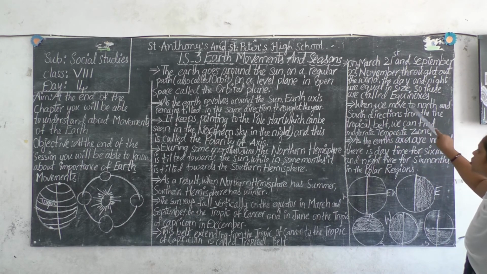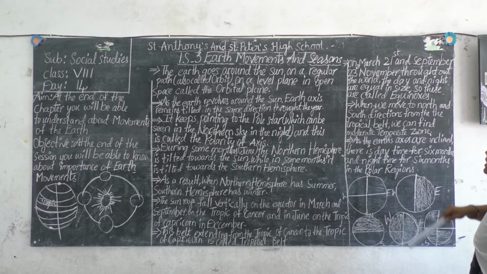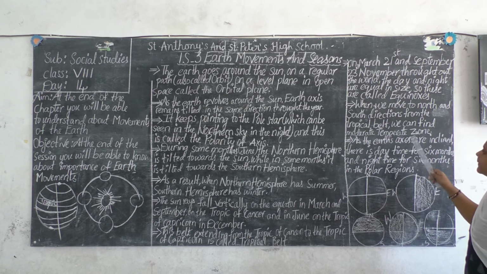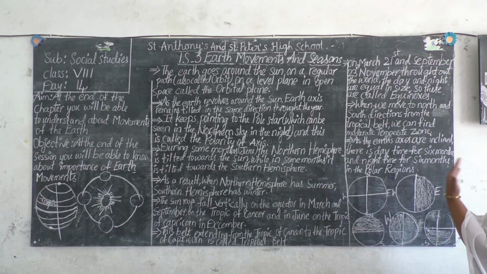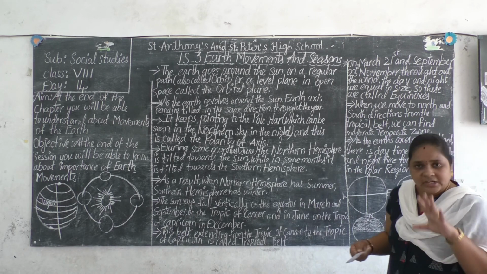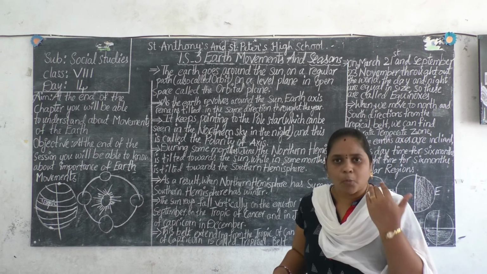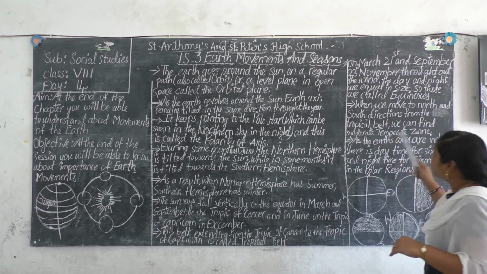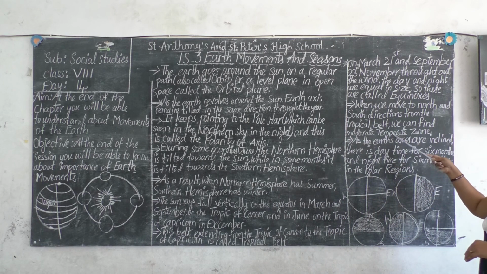When we move to the north and south directions from the tropical belt, we can find the moderate temperate zone. So this is also very important. When we move north and south from the tropical belt, what type of temperature do we find? Moderate temperature, not too much heat.